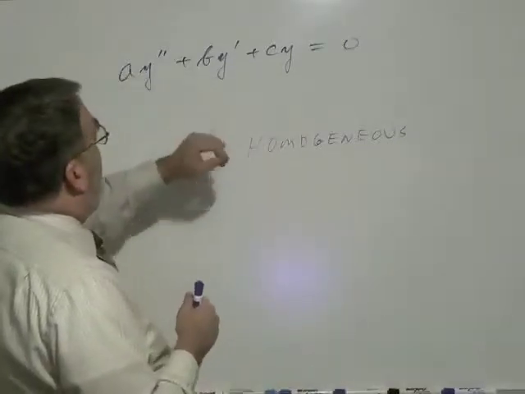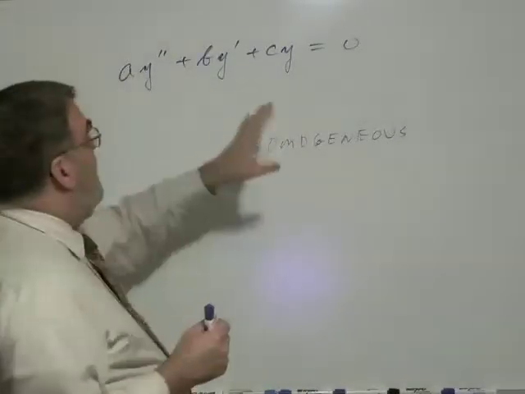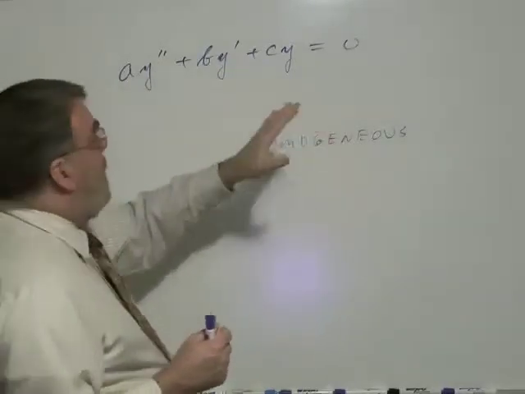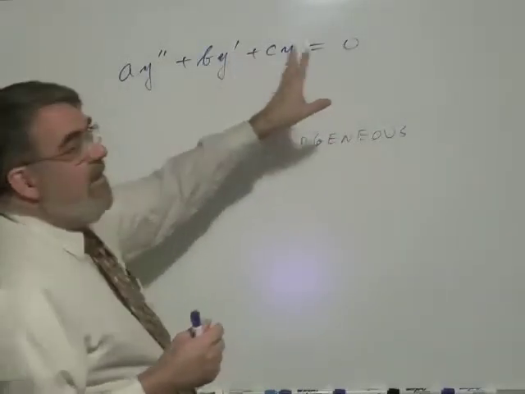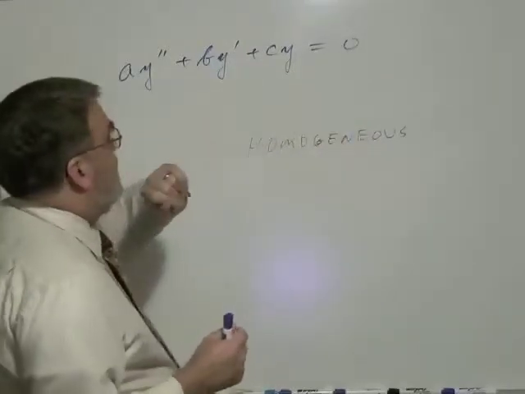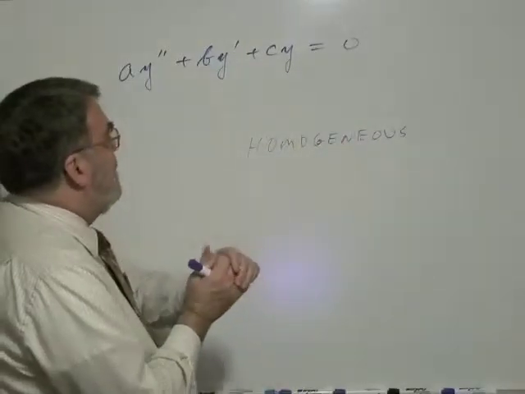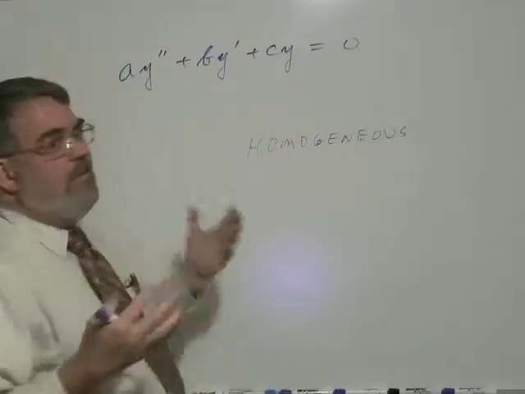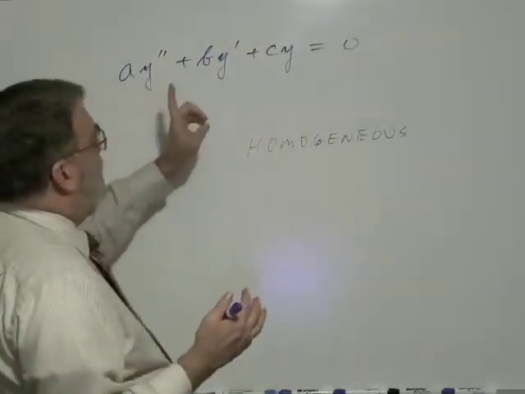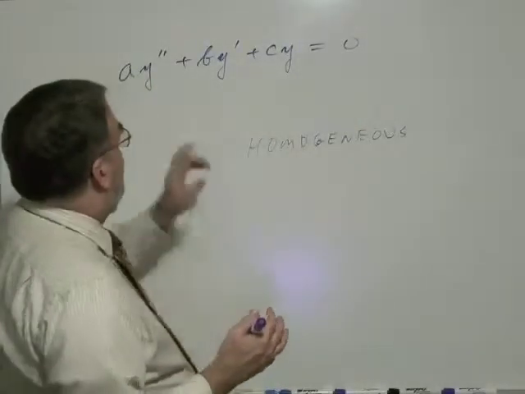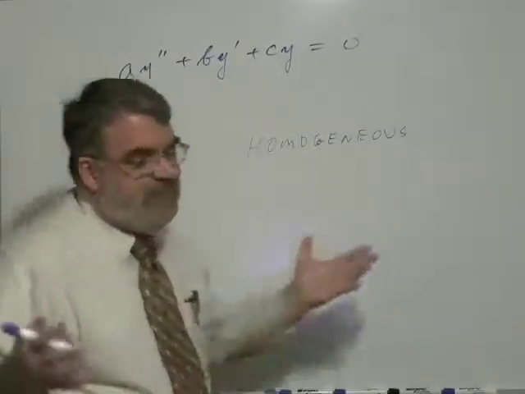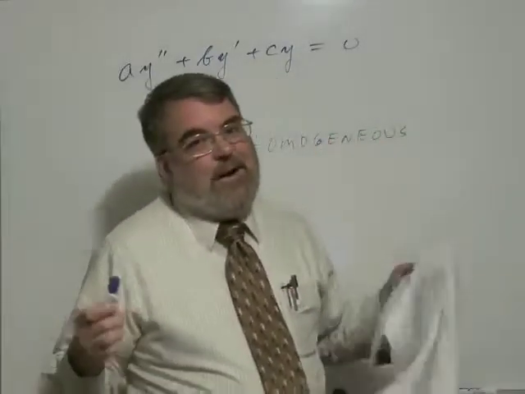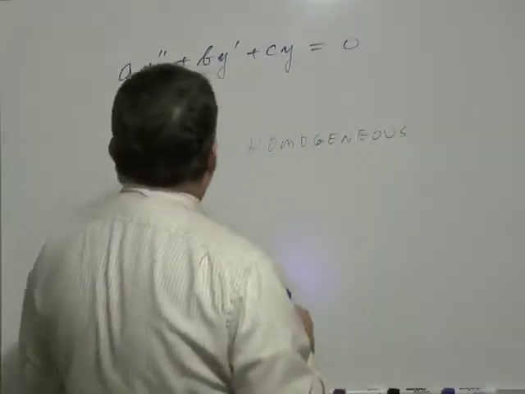So here, let's classify this as a second order linear equation. It's linear because we're not multiplying y's and y primes and its derivatives together. Second order linear differential equation, a homogeneous differential equation with constant coefficients. It's the simplest kind of general higher order equation you can imagine, I would believe.